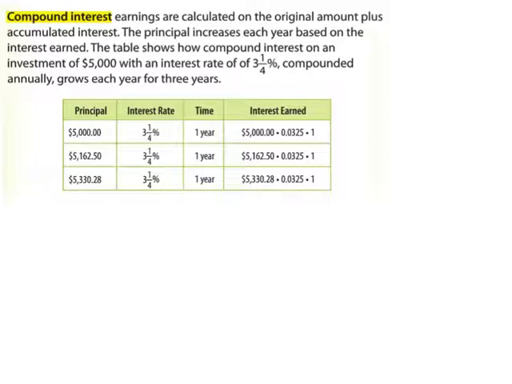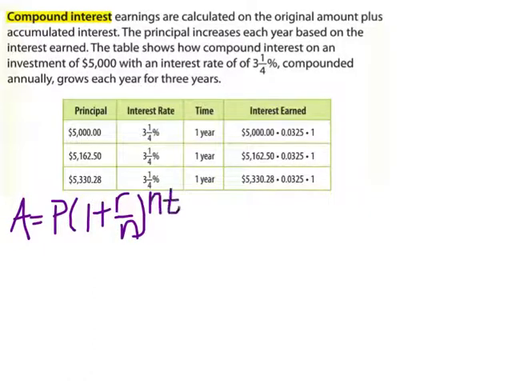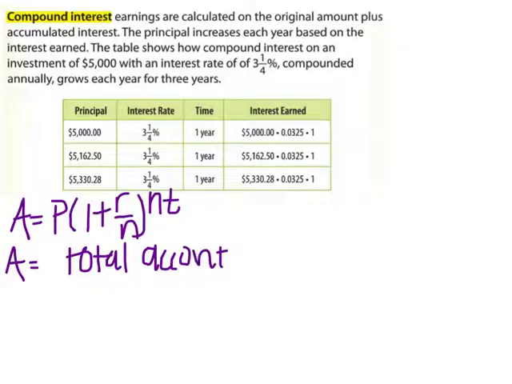Okay, now this is compound interest. It has a different formula, and I'm going to explain what that formula is. So we have A equals P(1 plus R over N) to the NT. The NT is an exponent. A is your total account balance. P is your principal.